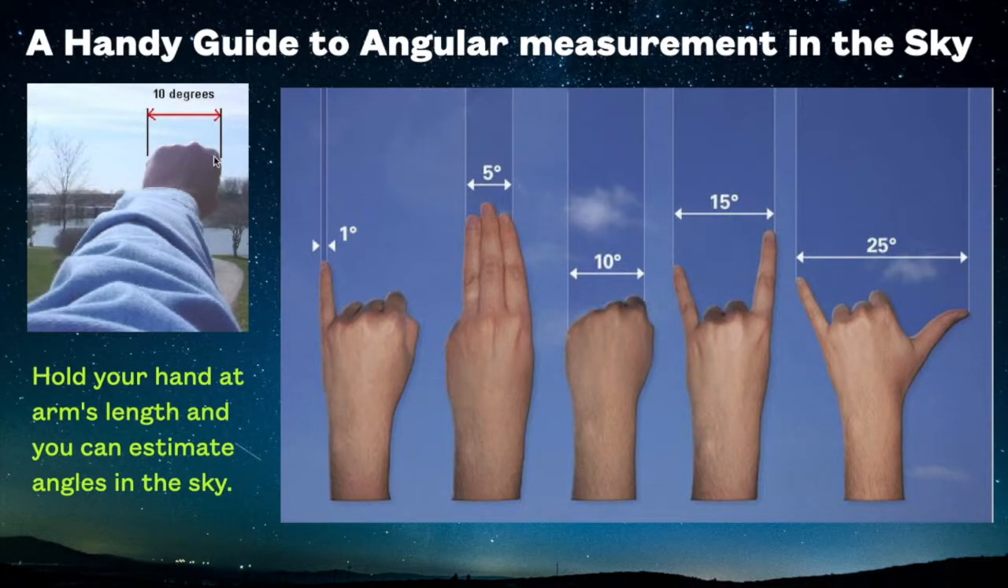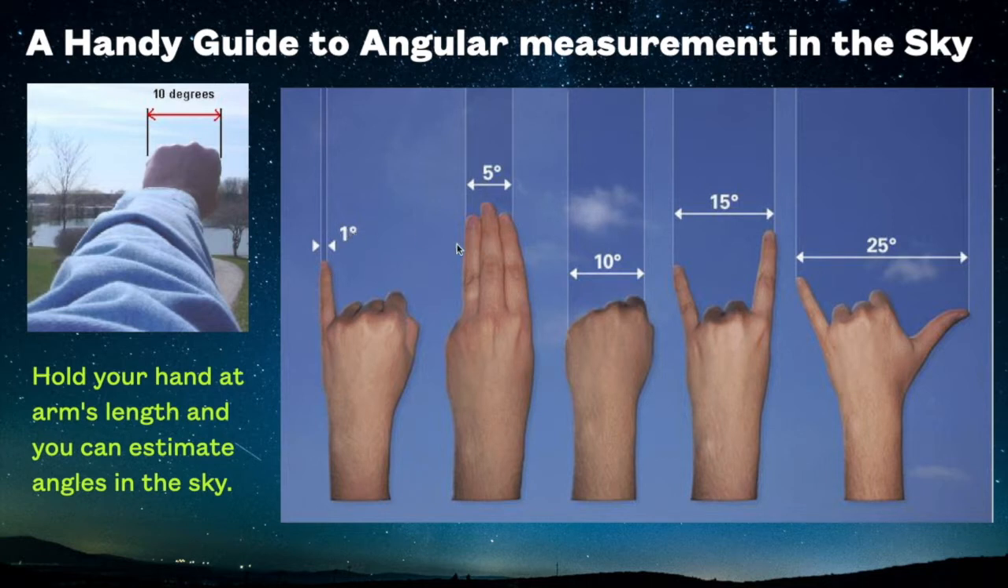So just for ready reference, a handy guide for angular measurement in the skies: if you stretch out your hand in front of your face like this, your closed fist measures something around 10 degrees. This will vary slightly from one human being to the other, but roughly one closed fist is 10 degrees. Similarly, when your hand is in a stretched position, the width of one little finger is nearly 1 degree.